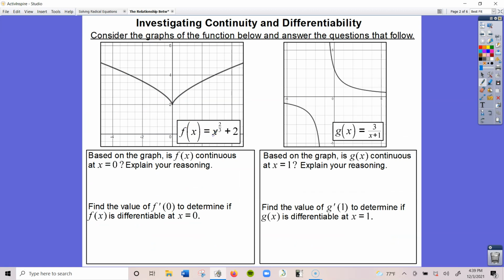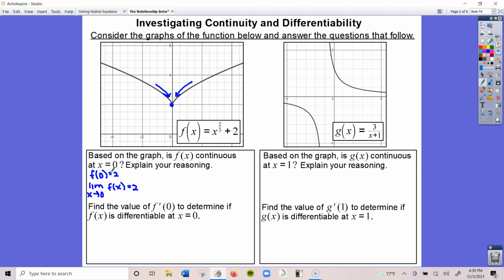Here we have f of x is equal to x raised to the 2/3 plus 2. Based on the graph, is f of x continuous at x is equal to 0? So let's go through my three-part definition. F of 0, when I look at f of 0, my f of 0 is 2, so my function value exists. Now let's find the limit value. The limit as x approaches 0 of f of x is going to also equal 2 because the left side equals the right side.